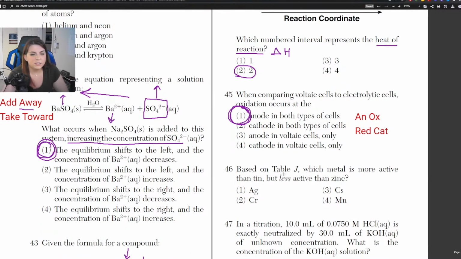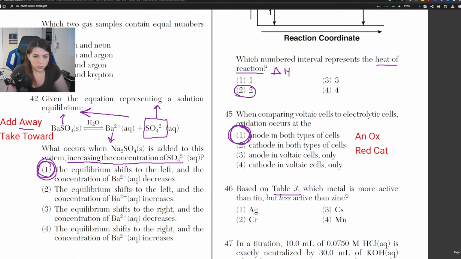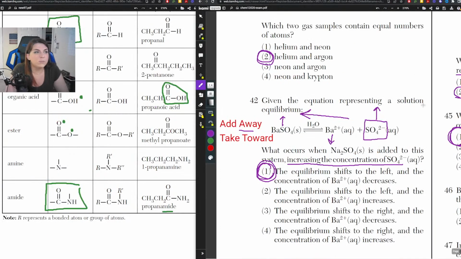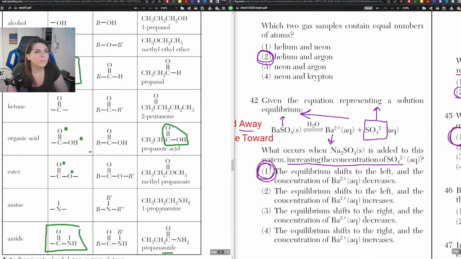46 is fantastic because it tells us use table J. Based on table J, which metal is more active than tin but less active than zinc? Table J gives you symbols. So if the names here are confusing, you just cross-reference them on table S to get the symbols.